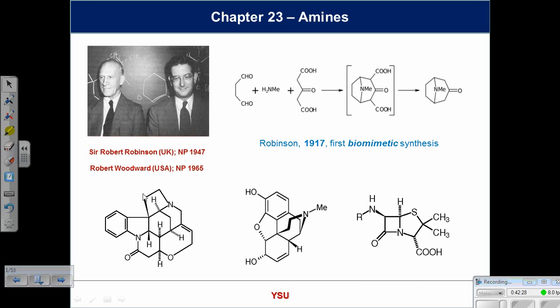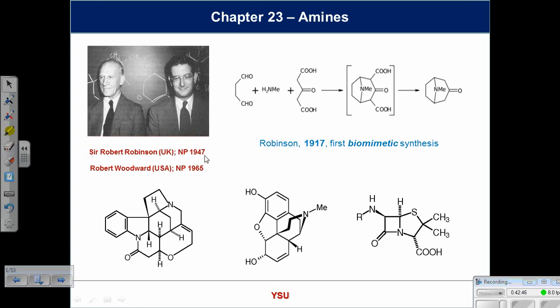You've seen compounds like this. This is a reserpine, I think, and this is morphine, and this is penicillin G. These are obviously useful medicines. And they all contain nitrogen. And if we want to build those analogs and build new examples of this, we have to have ways of doing nitrogen chemistry. And this goes back to before World War II.